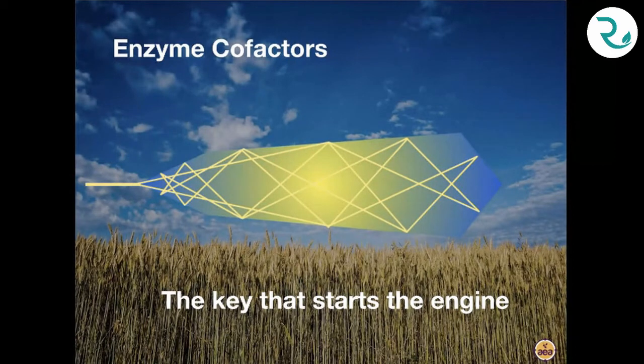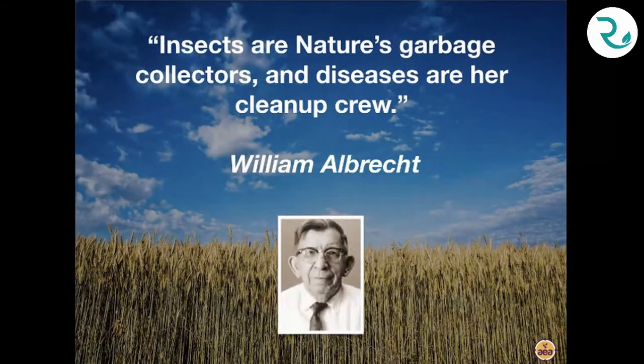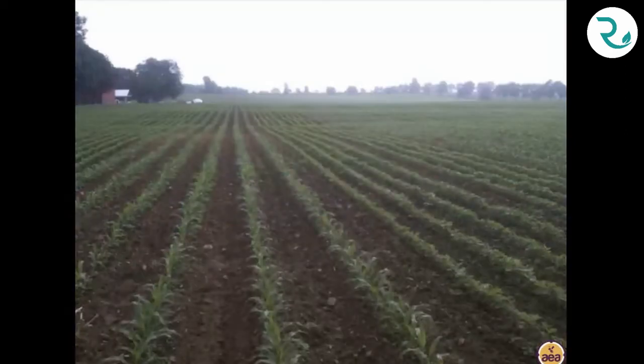I really like this quote from William Albrecht: "Insects are nature's garbage collectors, and diseases are her cleanup crew." Fundamentally, these are nature's survival of the fittest mechanisms. They are here to take the unhealthy plants out of the system before we can consume them. That's how it was designed to work. And when we have healthy ecosystems on our farms and within our crops, then we will not have these diseases and insects showing up and causing havoc on crops on a large scale.